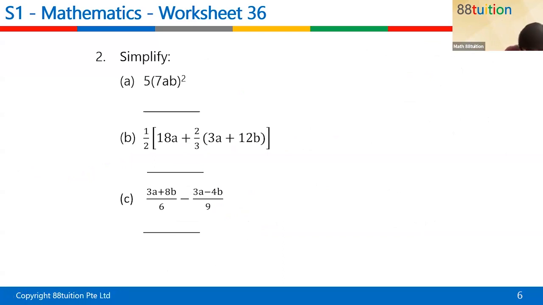Okay. Question 2, let's try. Question 2a says 5 open bracket 7ab close bracket squared. Now, what is the power for? It's the square, right? What do you mean by the word square? Square means with that value, you multiply by the same value. Therefore, the power of square belongs to the whole bracket, and there are 3 things inside: a 7, an A, and a B. So you have 7AB multiplied by 7AB.